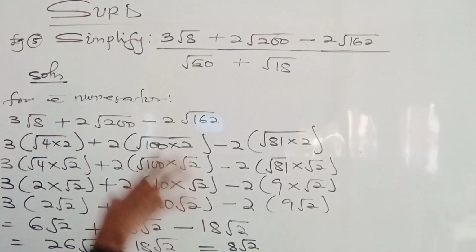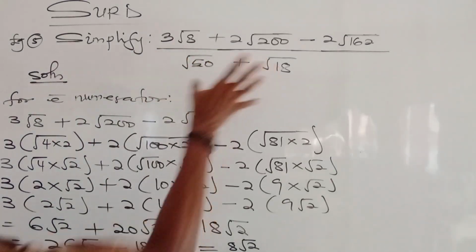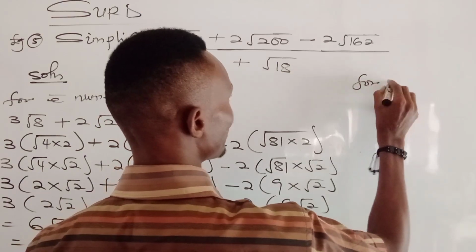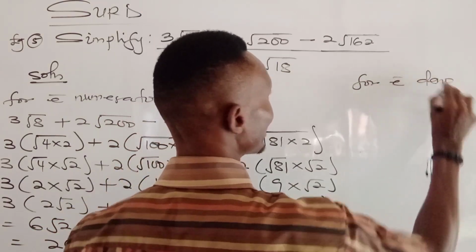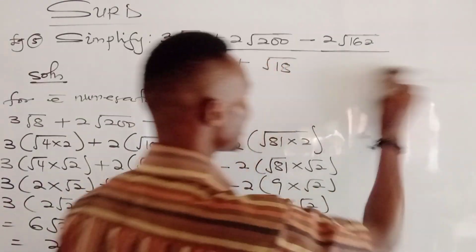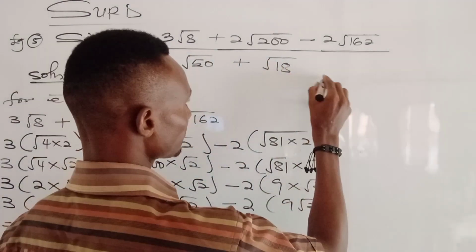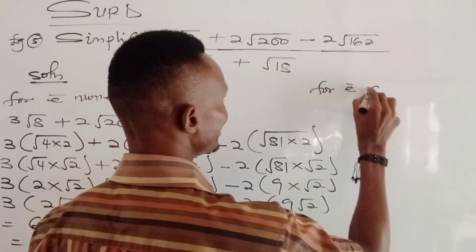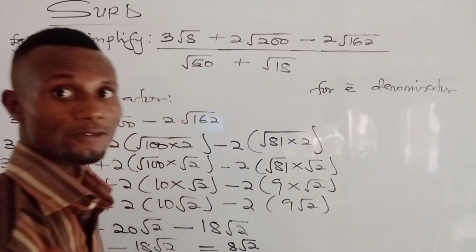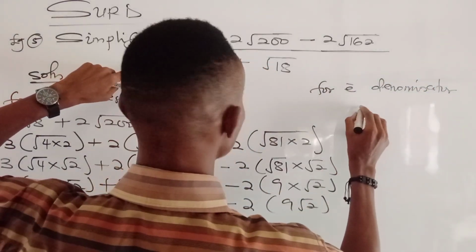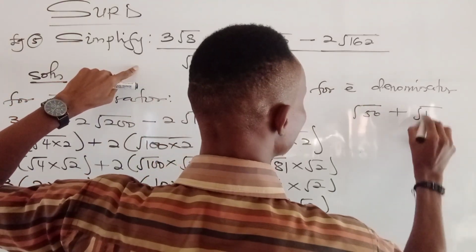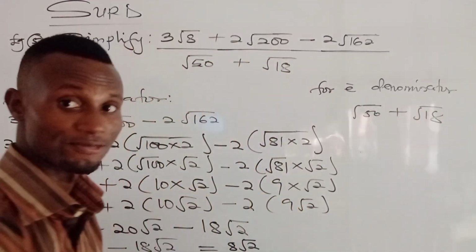So let's go ahead and do it for the denominator as well. I hope you can see from here. For the denominator, let me shift it here so that everything will go there. We are done with the numerator. We have to solve for the denominator as well. The denominator, we have root 50 plus root 18. So we are going to simplify it as well.